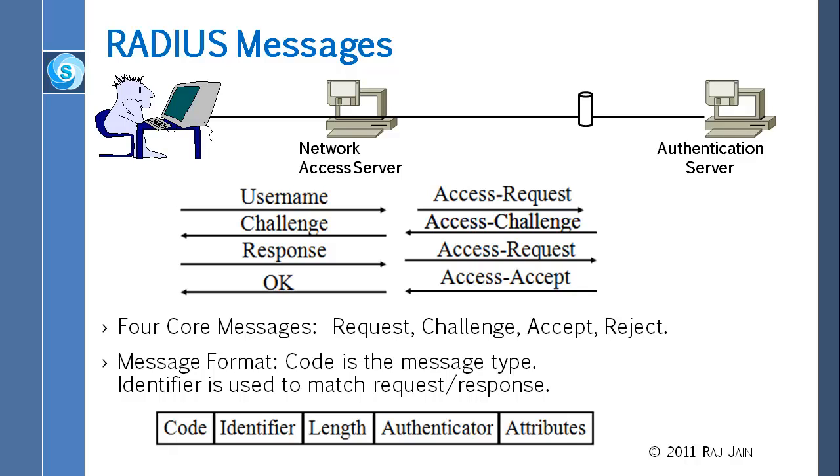Whatever it gets, it sends there, and whenever something comes back, it looks at the code. If the code says 1, that means it is a request. If the code says whatever number accept was, I think 3, it says, okay, you're fine. So it doesn't even understand what the challenge is. It doesn't know what the challenge is, and it doesn't need to know, because whenever something comes with code challenge, it just passes it on to the user. Here is your challenge. When the response comes back, it passes it on to the server. So the NAS can be very simple.